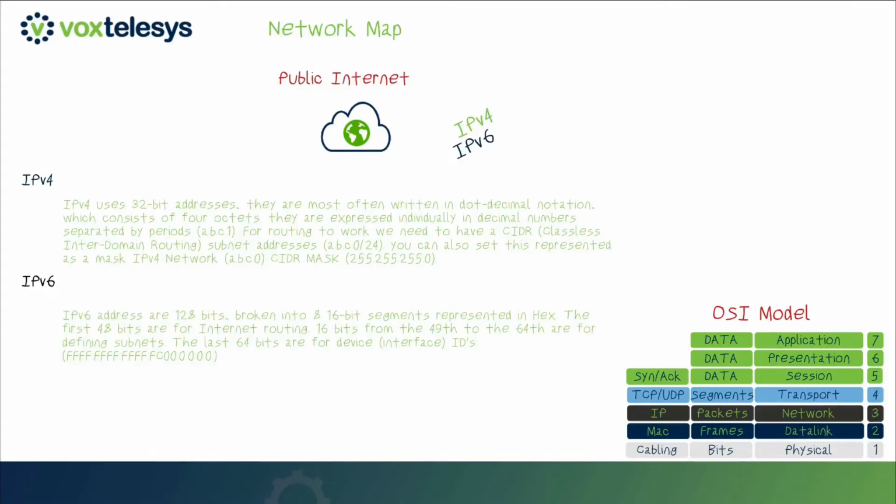So IPv4 is a 32-bit address. It is written in dot decimal notation. It consists of 4 octets. You've probably seen a 10.10.10.0/24 network, or you've seen a 192.168.0.1 network. You've heard someone talk about it. And it's A.B.C.0/24, or /8, whatever that is.